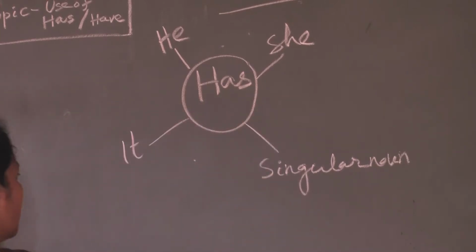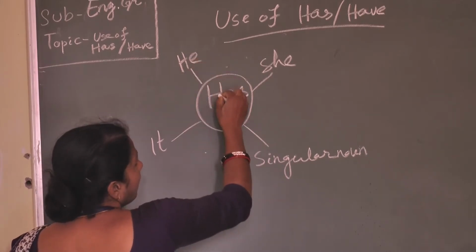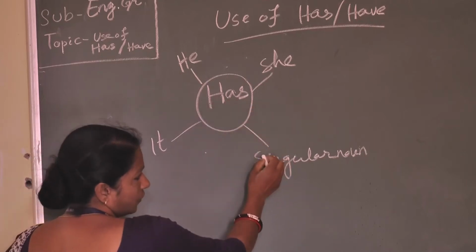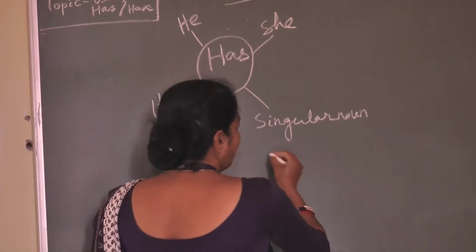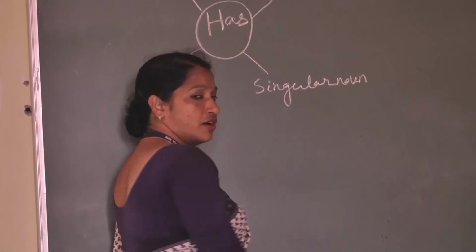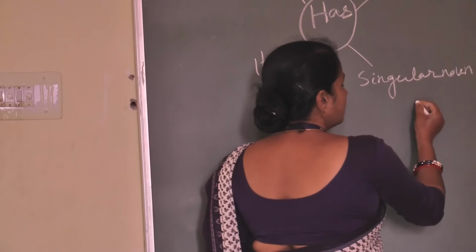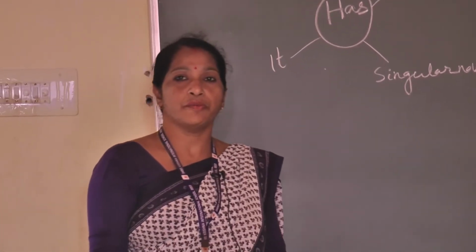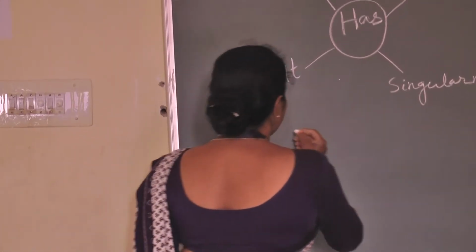Okay children, now repeat with me, he has, she has, it has. We also use has with a singular noun. What is a singular noun? It means a noun in number one. What is a noun? You know already, the naming words. They are the names of animals, birds, places and things, etc. Let's see some examples.